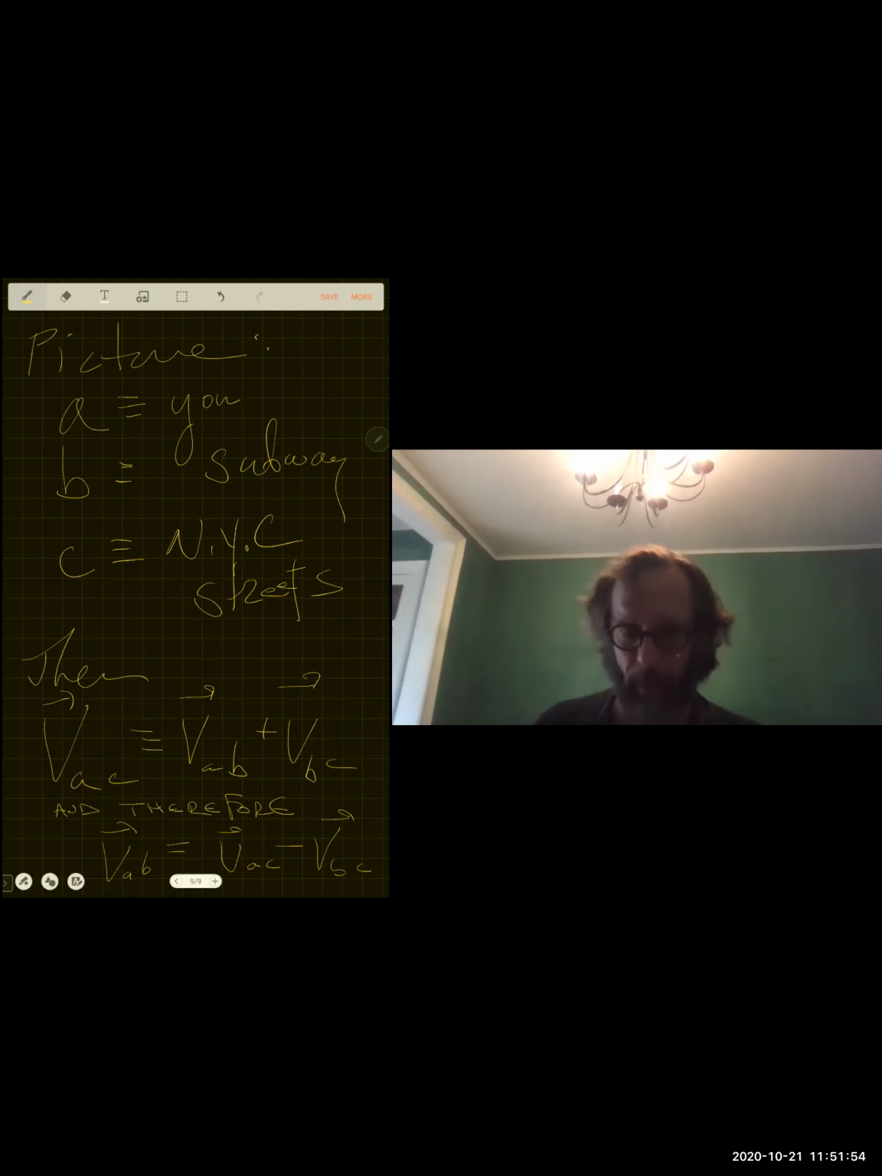What I'm saying now is if you just always bring back the model in your mind of you and subways and streets, or me and subways and streets, right? What we are saying is this is what it means to add velocities. You add velocities from two different but related frames of reference and you get a third velocity measured with regard to a third. And that's what we're saying.